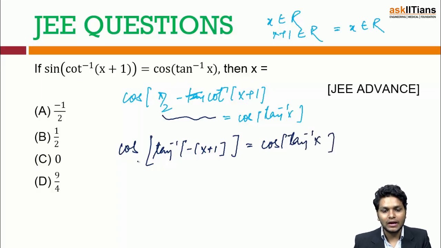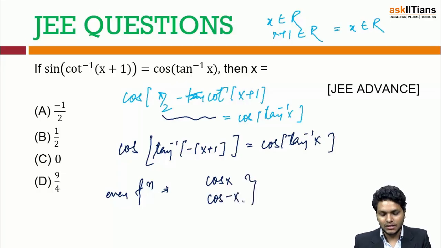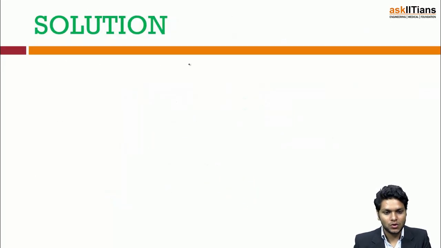Now what do I know? That cos is an even function, which means the value of cos x and the value of cos of minus x are always the same. So I need to consider two cases: x plus 1 will once be equal to x, and x plus 1 will once be equal to minus x.